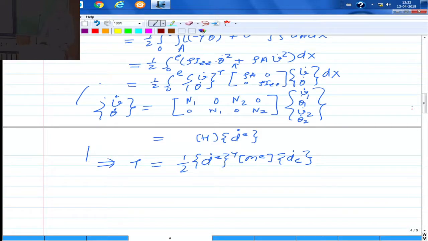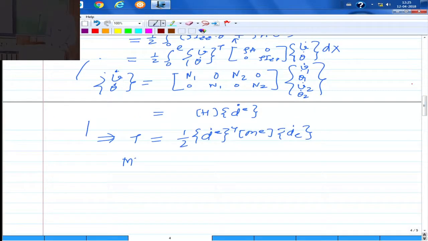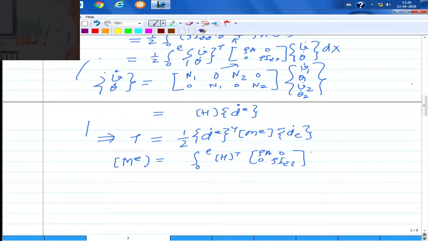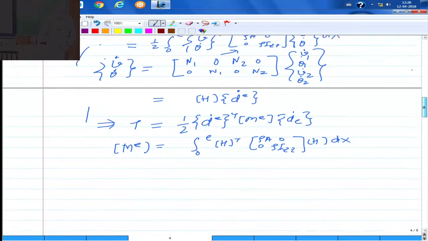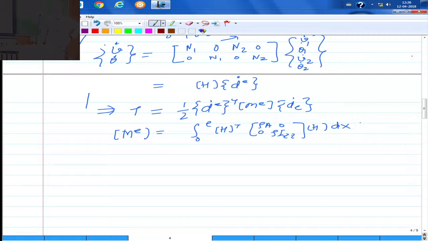So this is what your kinetic energy finally would be, and in this case M^E is going to be the integration from 0 to L of H transpose, and in between this matrix rho A 0, 0 rho Izz, coming directly from this expression, and into H dx. So this will be the mass matrix. The N1 and N2 here are the same shape functions: N1 is 1 minus x by L and N2 is x by L. So you can do the integration and finally get this matrix.